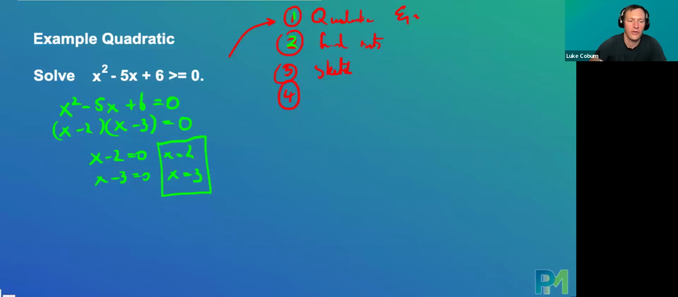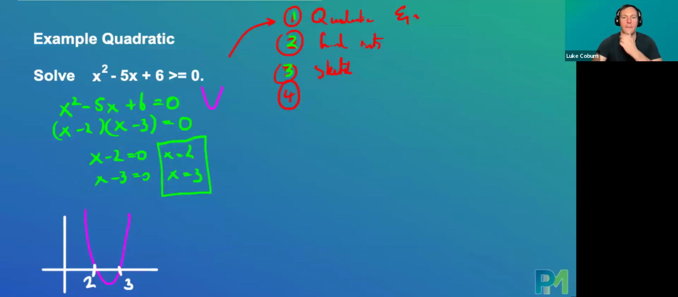And in order to sketch, we have to look at this quadratic equation, and in particular at the coefficient of the x squared. We see it's a +1, so that means it's a U shape, right? And then it has two roots, and they're both different. So it cuts the axis in two places, and the two places where it cuts the axis are 2 and 3. Okay, so now we've done step 3.